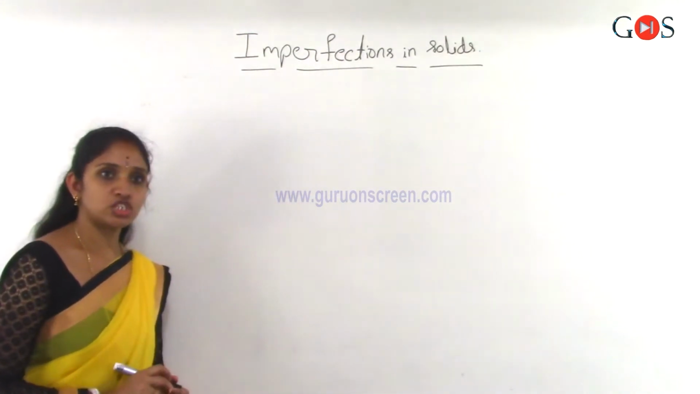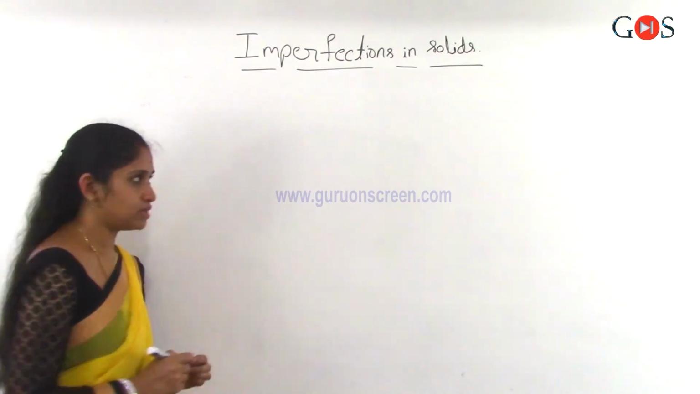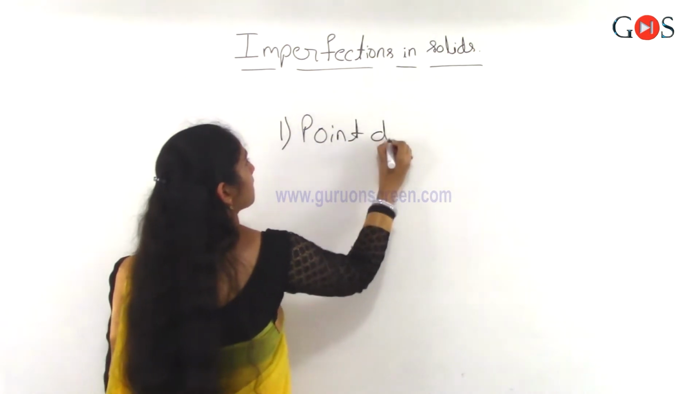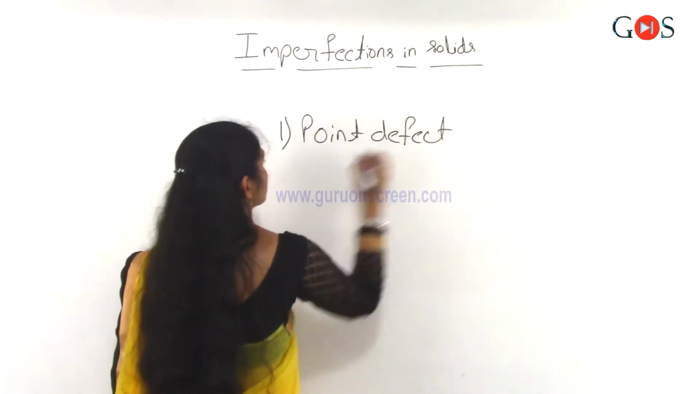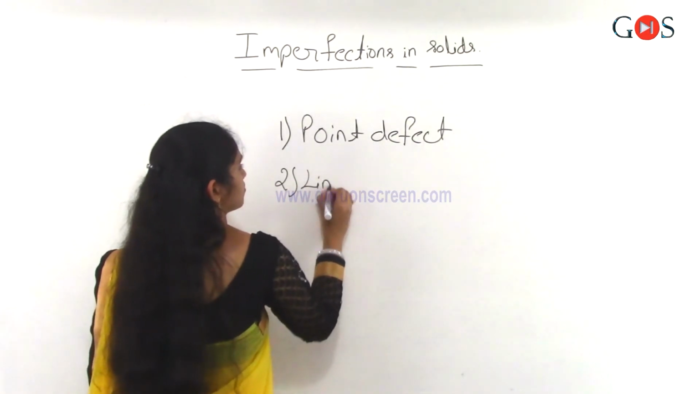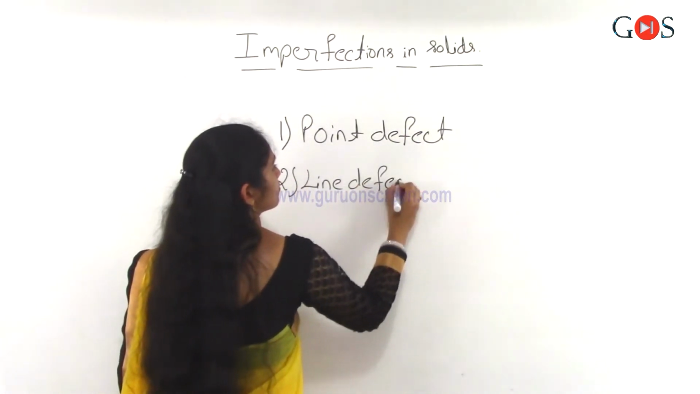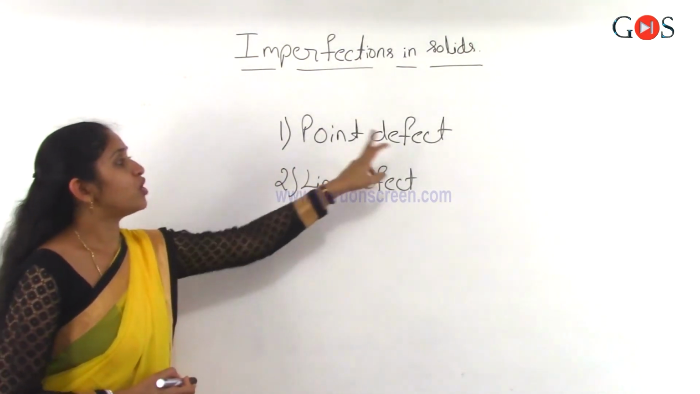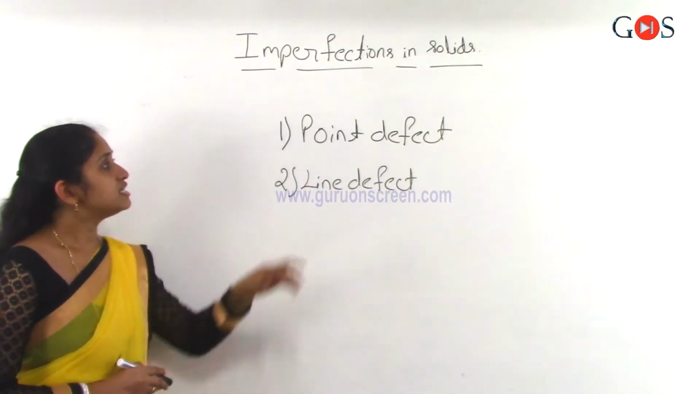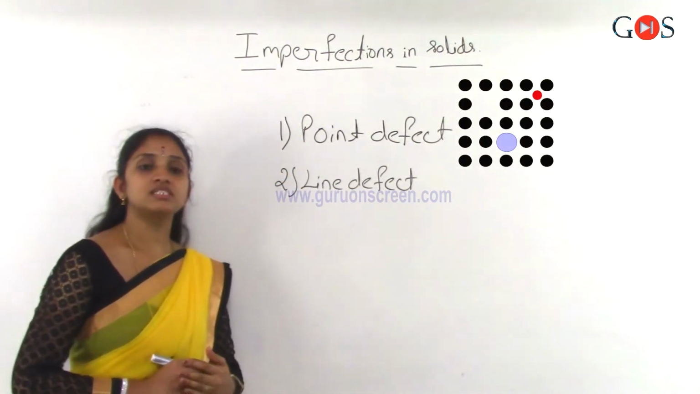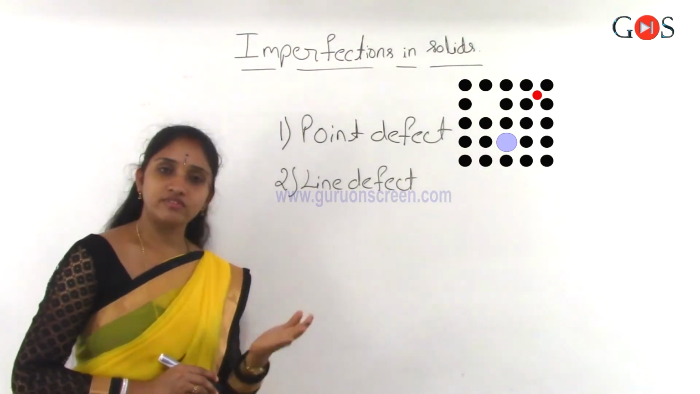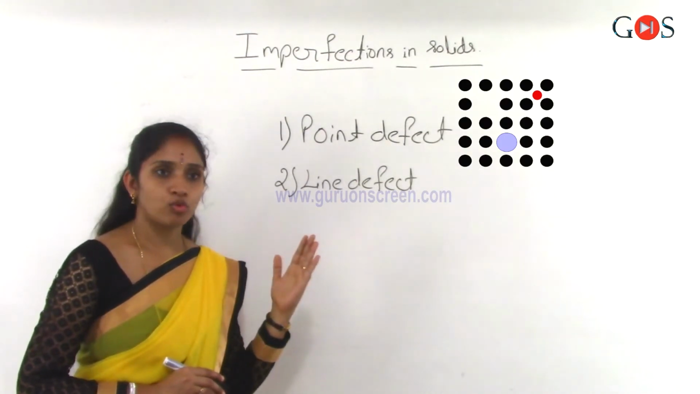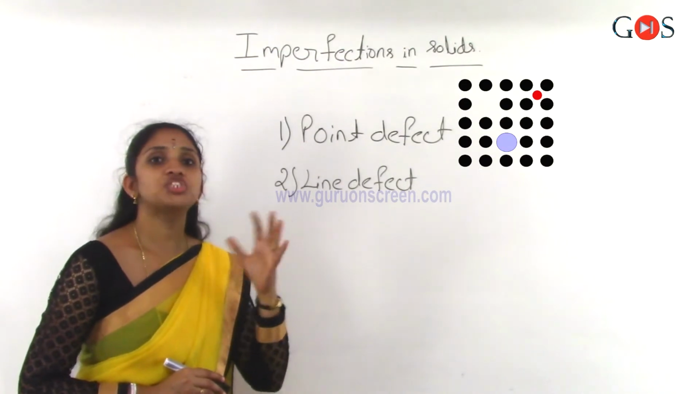So these imperfections can be broadly classified into two types: point defect and line defect. See here, the point defect means these are the imperfections or the deviation from the regular three-dimensional arrangement at any one or more point or at one or more crystal lattices.